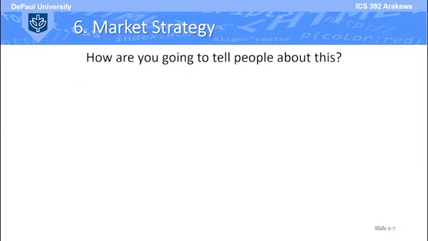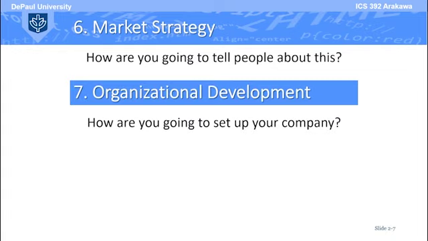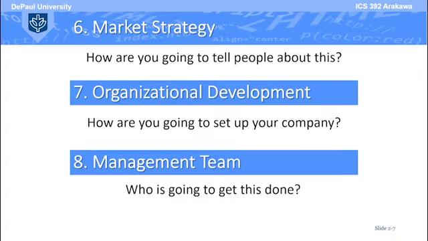Next, market strategy includes how we're going to tell people about what we're doing. And the next two are management issues. Certainly important, but we're not going to talk a lot about that in this class. How we're going to set up the company, in terms of the organization, and then who's going to run the show and get all of this accomplished. So certainly critical parts of the business model, but we're going to focus on the e-commerce areas of the business model.